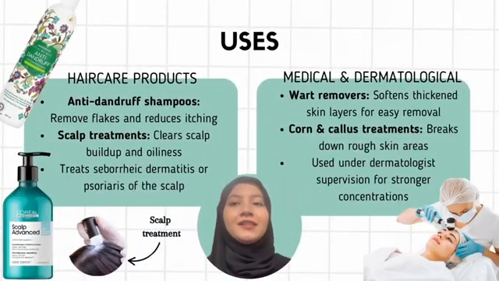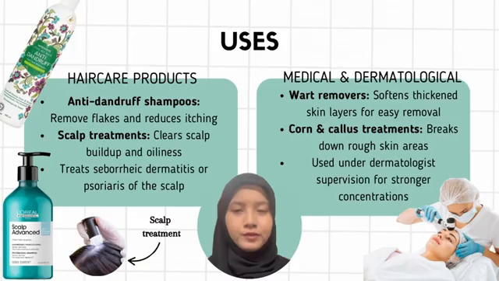In haircare, salicylic acid is found in anti-dandruff shampoos. It exfoliates the scalp, removes flakes, and soothes irritation caused by conditions like seborrheic dermatitis. Lastly, it's also used in medical treatments for warts, corns, and calluses. In this case, stronger concentrations of salicylic acid are applied to soften thickened skin for easier removal. So, as you can see, salicylic acid is a very versatile ingredient with both domestic and medical uses.